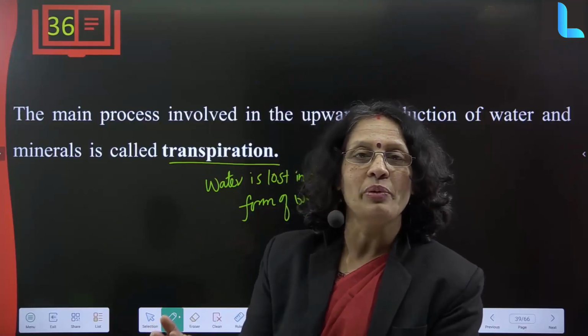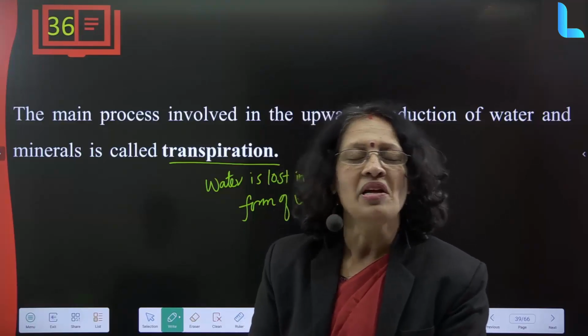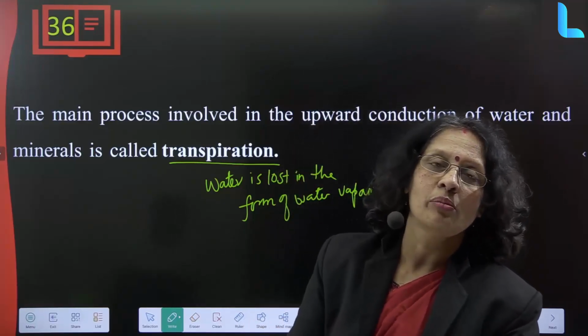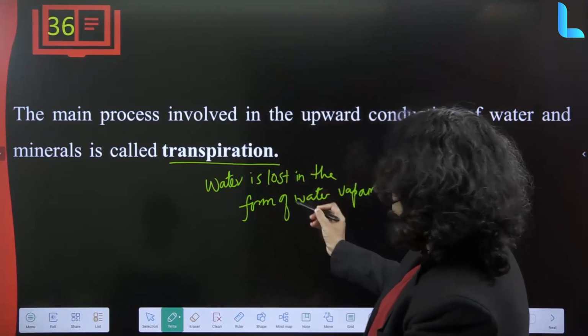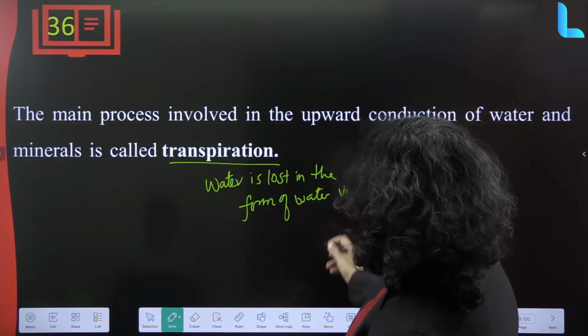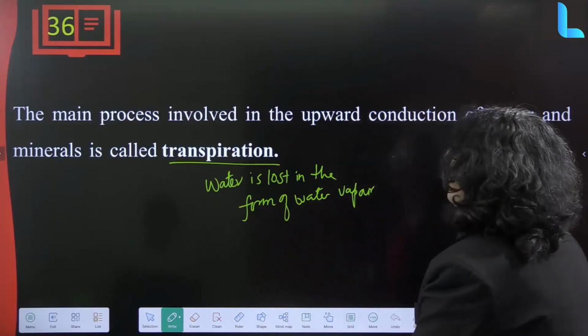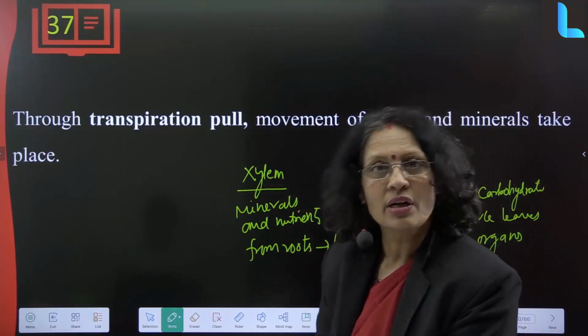Then the leaves prepare food, and that prepared food goes to other parts by phloem. So xylem and phloem play a very important role in the transport system, and because of transpiration the transport system can work, okay. Why? Because water is lost in the form of water vapor, and because of that, through transpiration pull, movement of water and minerals takes place.